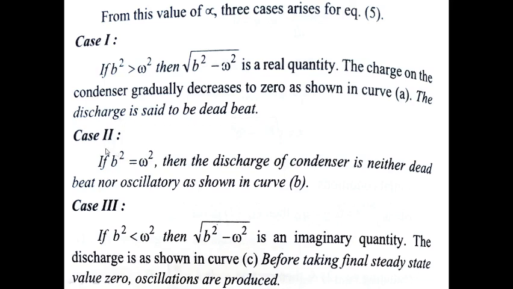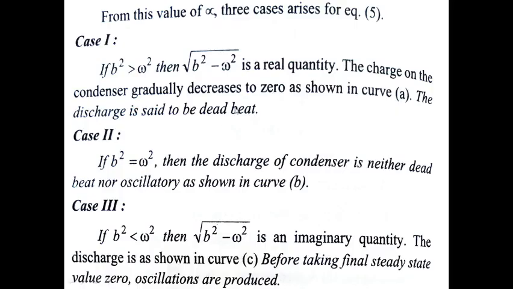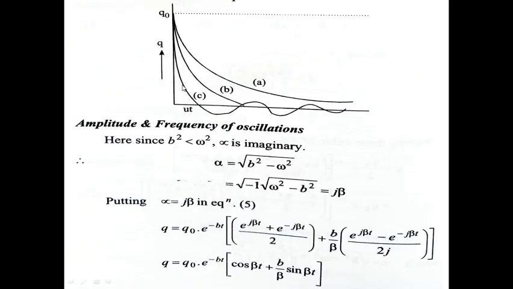Then second case, if b square is equal to omega square, so the value becomes equal to 0, square root of b square minus omega square is 0, and then the discharge of condenser is neither deadbeat nor oscillatory, and it is shown by curve B. In case 3, if b square is less than omega square, then the value of under root b square minus omega square is imaginary. Then the discharge is as shown in curve C, and it shows the oscillation, means before taking final steady state value 0, oscillations are produced, which is shown in the curve.